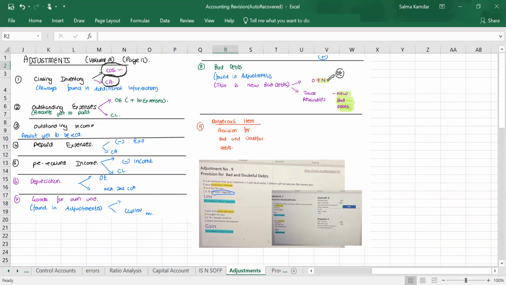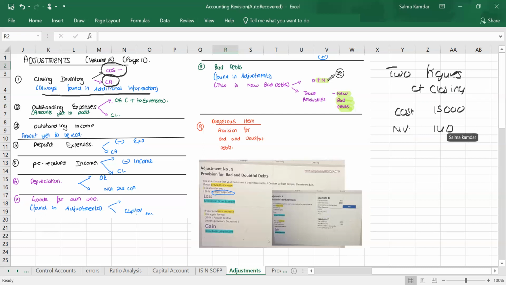Closing inventory is always found in the additional information. If you have two figures for closing inventory, what will you take? Suppose the cost of your closing inventory is 15,000 and the market value of the closing inventory is 14,000. So if you have two figures of closing inventory, what figure will you take? You will take the smallest figure, the lower amount. So the two effects of closing inventory are cost of sales and the current assets. Are you with me? Yeah.